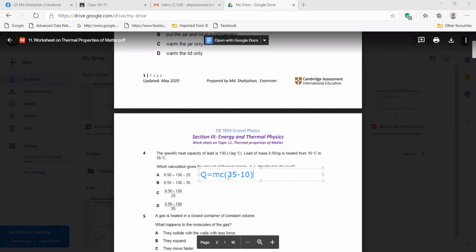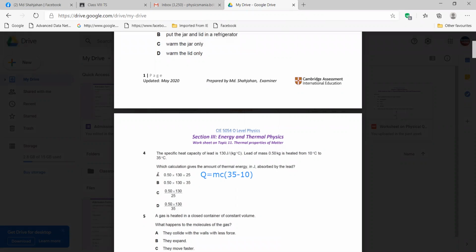So here we can write 35 minus 10. So m is here 0.50, right? Mass, Farabi. Yes, sir. And c is the specific heat capacity, right? Yes, sir. And the temperature change is 35 minus what? 10, right? The temperature change. Yes, sir. 25. So the option is coming A, right? Okay.